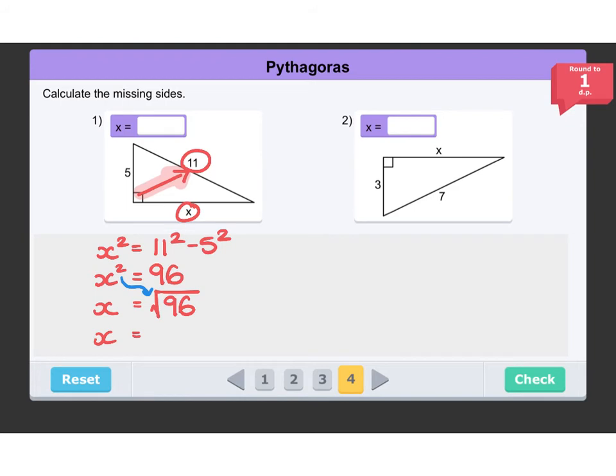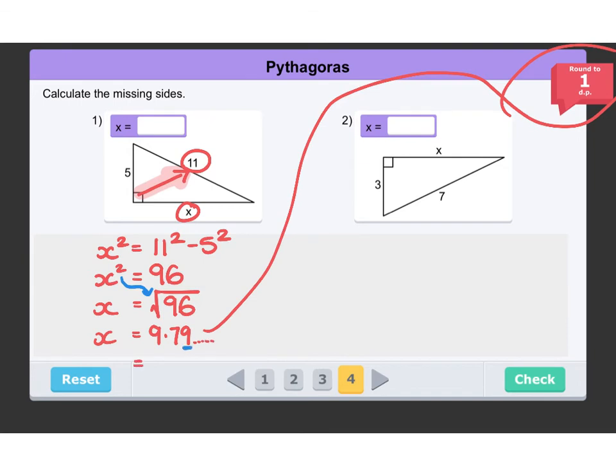Again, grab your calculator. 9.79. You'll see up here it says 1 decimal place. There are other numbers that I don't need to write down. So think about the 9. Do we round up or down for a 9? Anything more than 5 we round up. So 9.7 becomes 9.8 there.